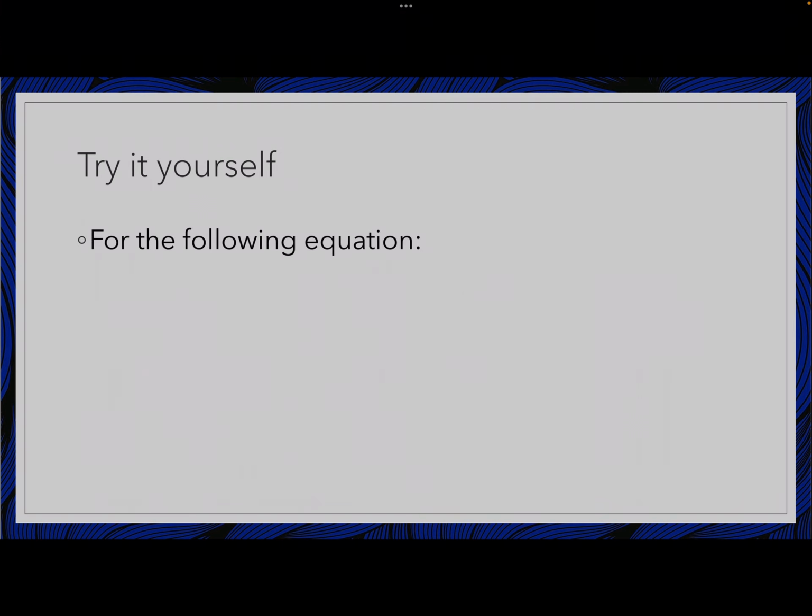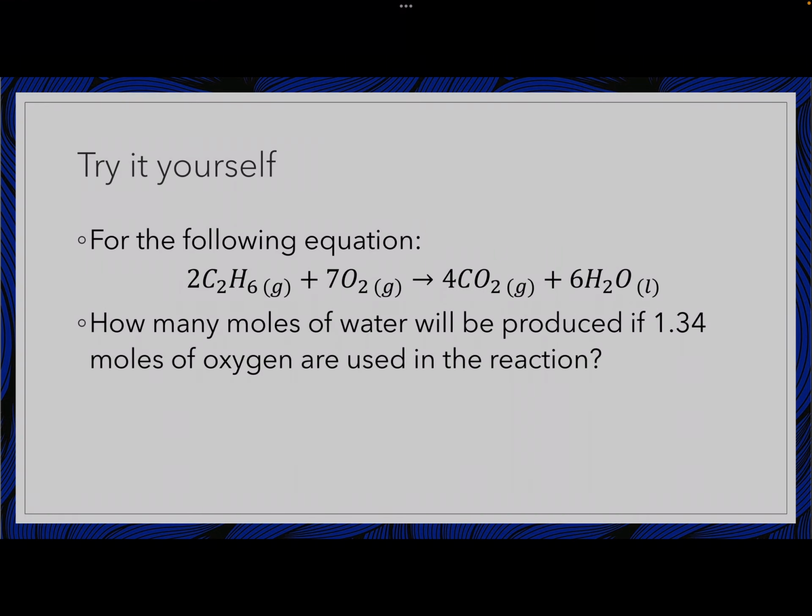So try it yourself. The following reaction: 2C2H6, which is ethane, plus 7 O2 gives us 4 CO2 and 6 H2O. It might look a bit off-putting to begin with, but it's the same process all around. It's actually quite simple. How many moles of water will be produced if 1.34 moles of oxygen are used in the reaction? Pause the video here, have a go, and if you're not quite sure, come back and we'll work through it. The answer is 1.15 moles.